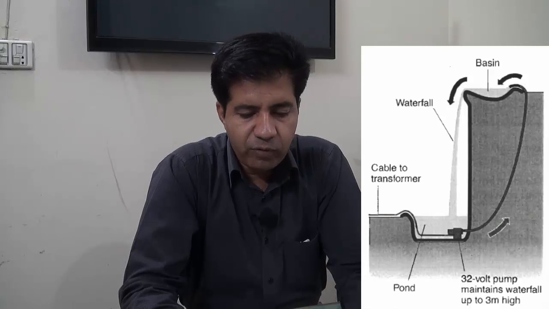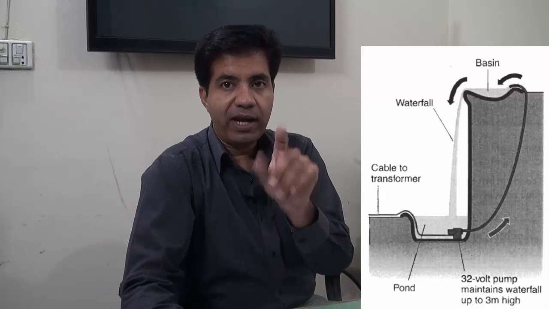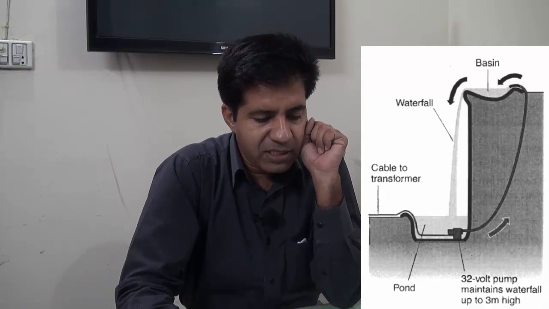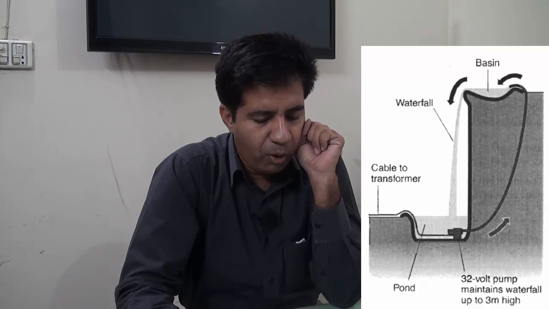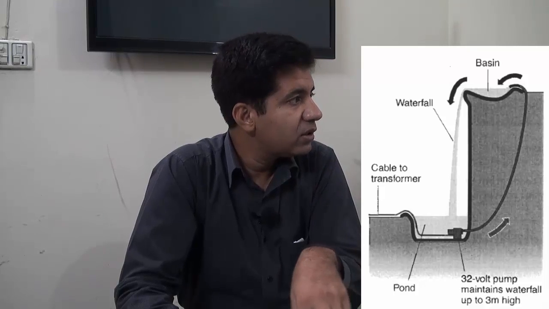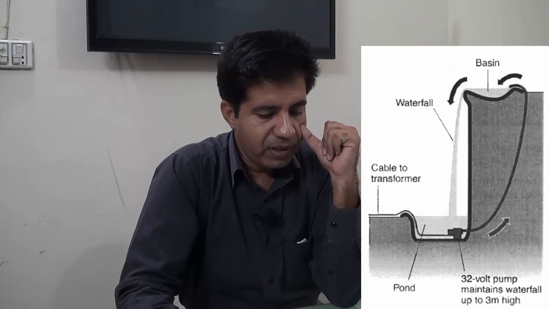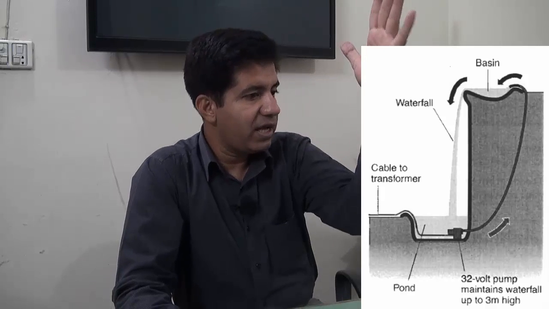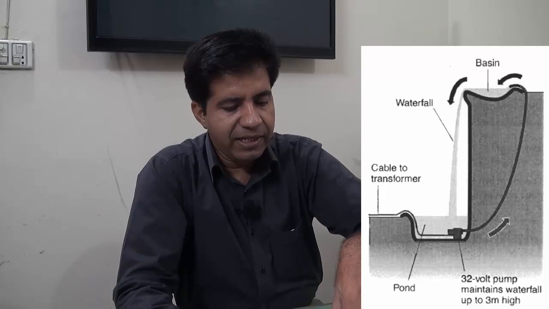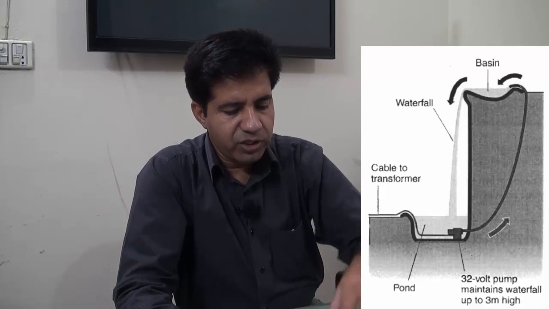Okay, here's a description of a diagram of a waterfall. Please look at this diagram. Put the verbs in the correct form. We'll do that activity. First, look at the diagram. There's the basin, then there is the waterfall, cable to transformer, pond. It's all about water, right? And then a 32-volt pump maintains the waterfall up to 3 meters high. That waterfall is 3 meters high and that pump maintains that, and then there is the basin and the water and all that.